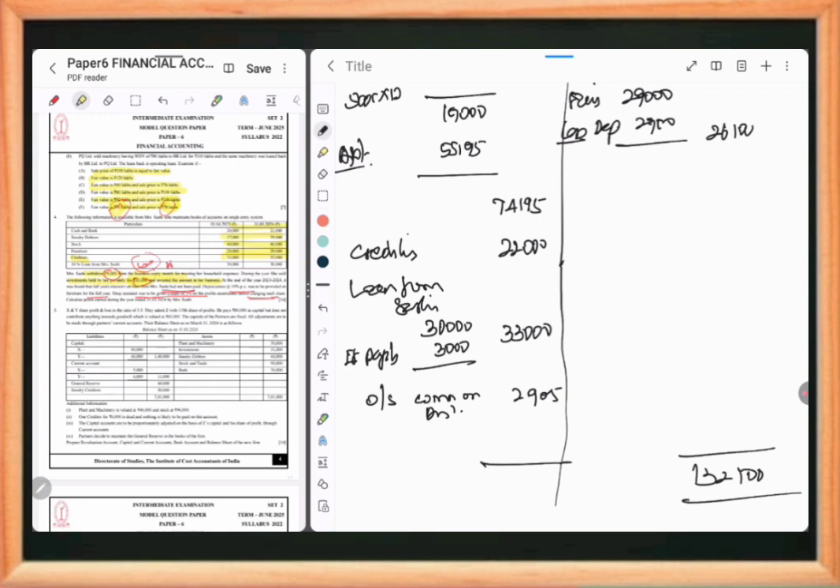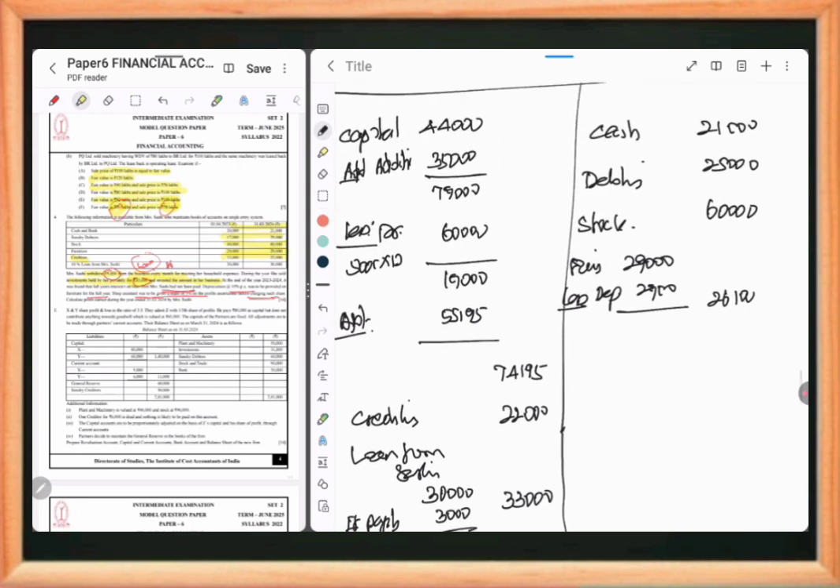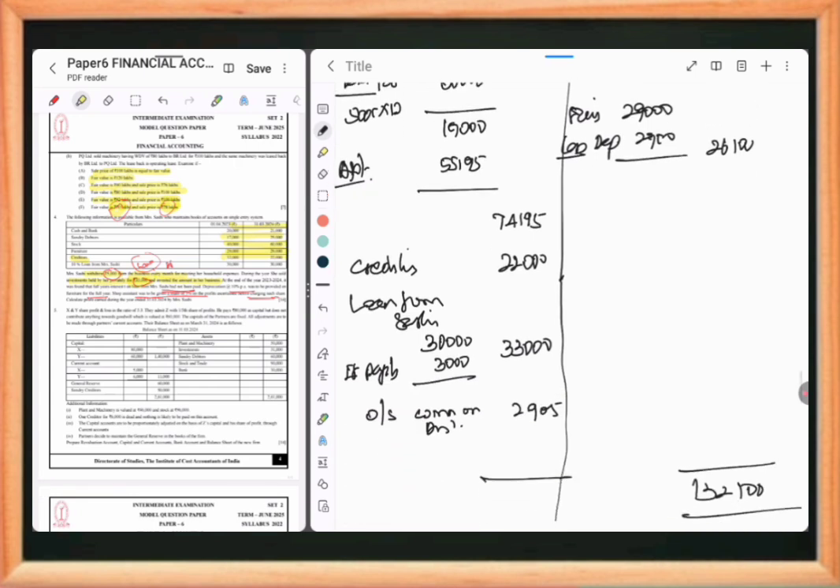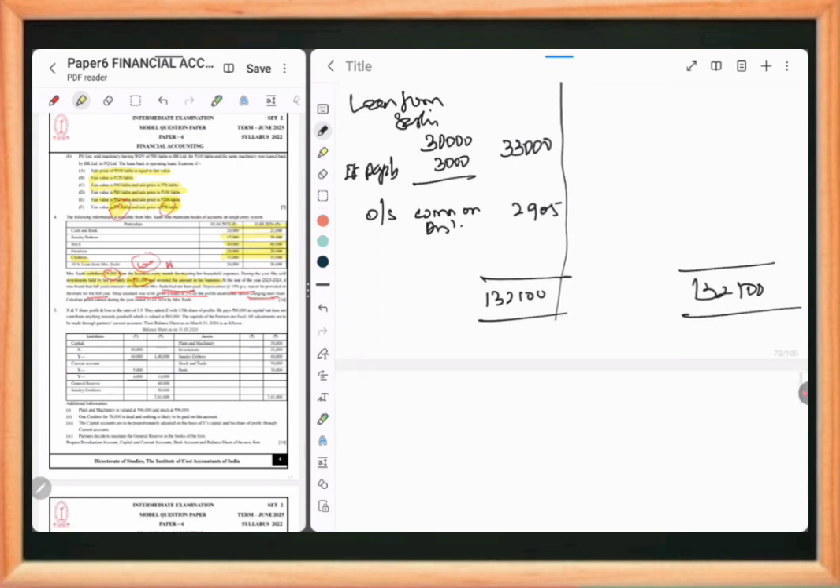1,32,100. Here also 74,195 plus 22,000 plus 33,000 and then 2,905, so 1,32,100. So it is tallied. This question is also over.